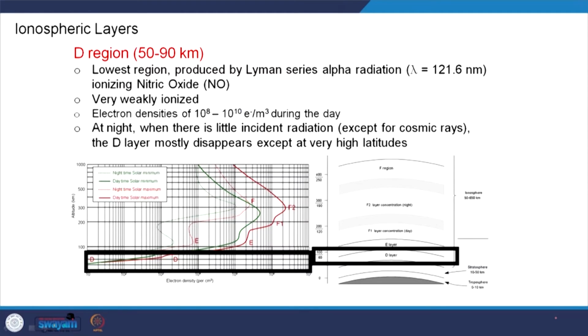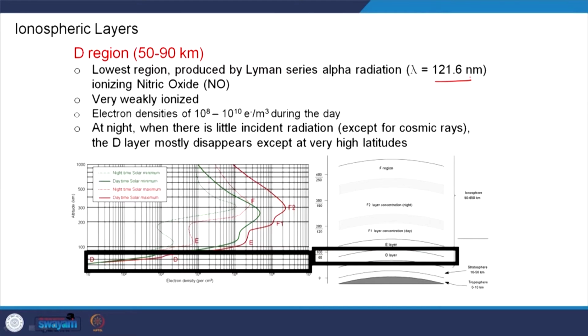Okay. So, we have seen that the ionospheric layers are mainly four: D, E, F1 and F2, and the structure of these layers has also been discussed already. The bottommost layer is called the D layer or D region, which extends from 50 to 90 kilometers in the atmosphere. This is the lowest region. It is fundamentally produced by Lyman alpha radiation at a wavelength of 121.6 nanometers ionizing nitric oxide. This layer is not very intensely ionized; it is very weakly ionized.